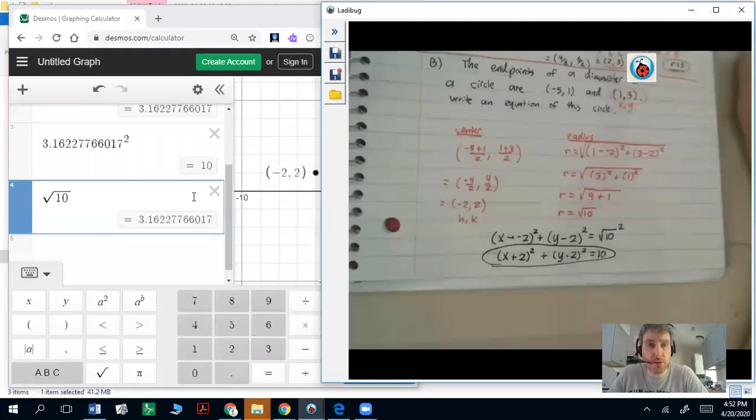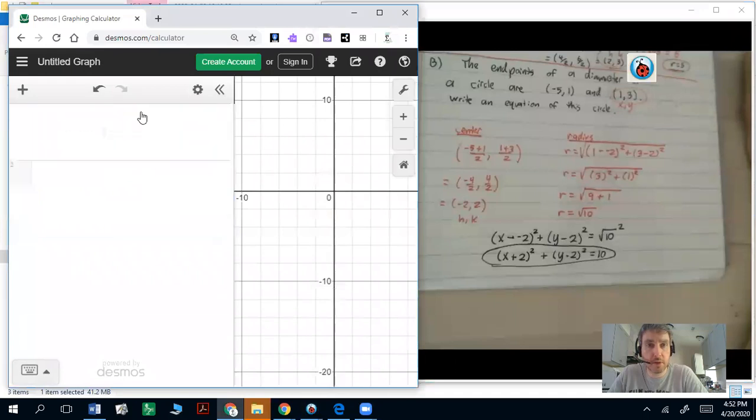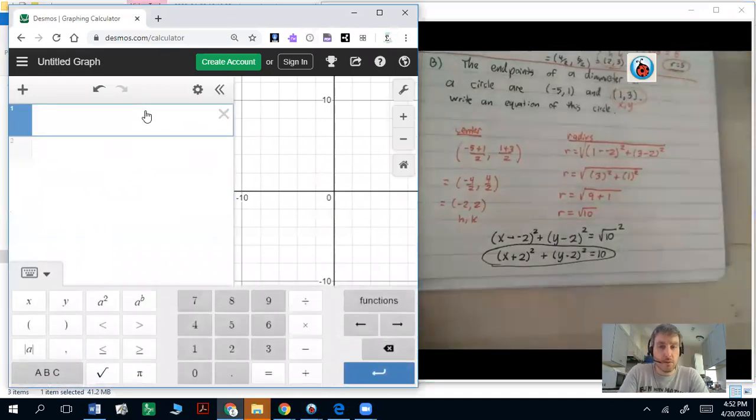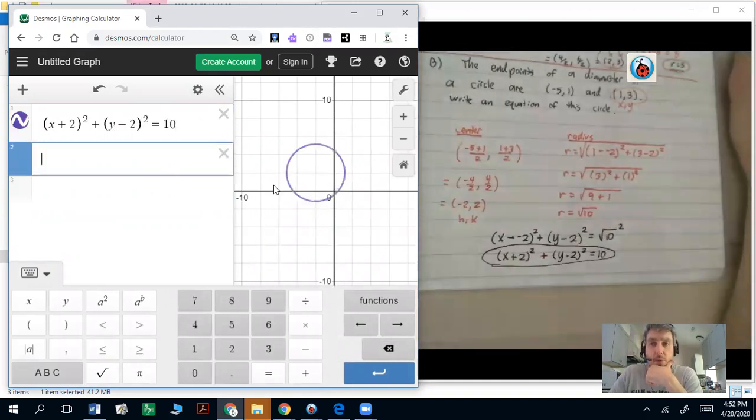(x minus 2) squared. Let's graph it. I said minus. It should be (x plus 2) squared plus (y minus 2) squared is equal to 10. So let's identify a couple key points. We wanted it to originally go through (-5, 1) and (1, 3). Let's see if it does that.